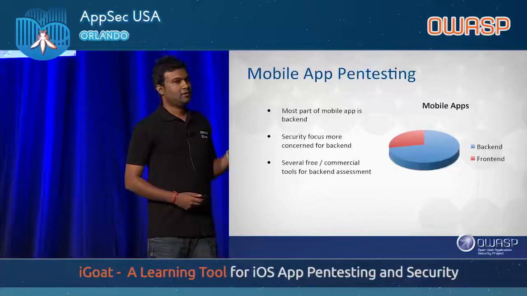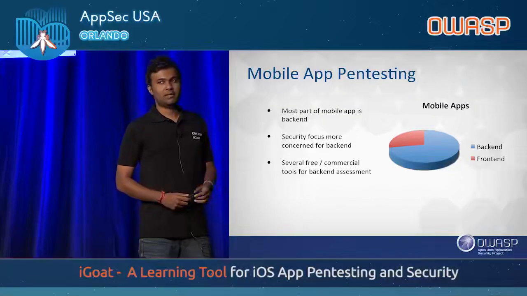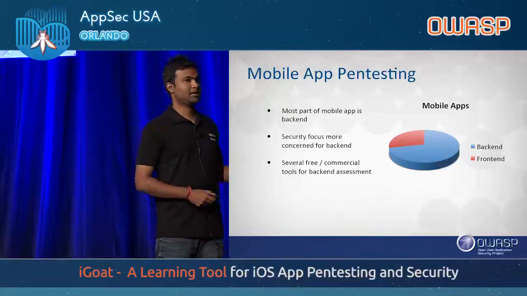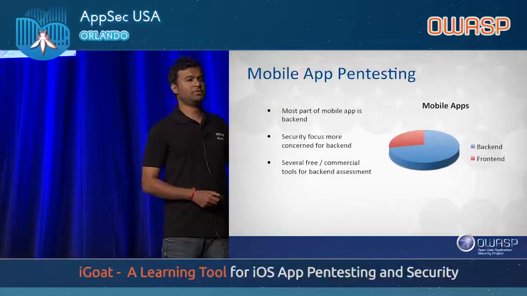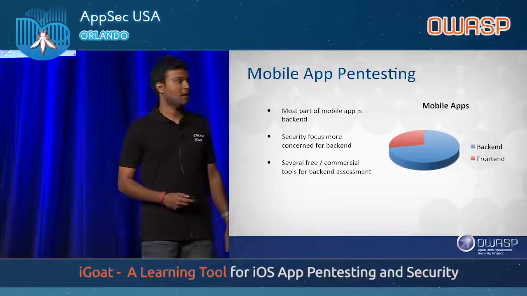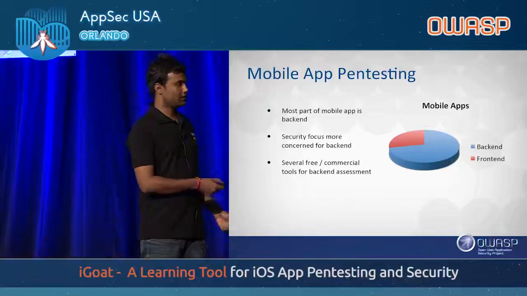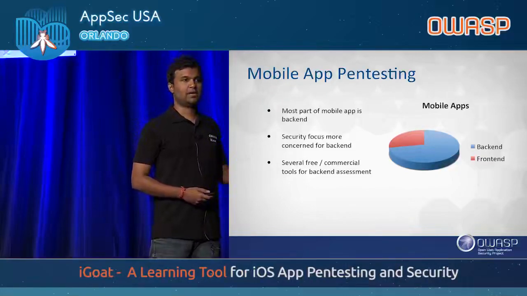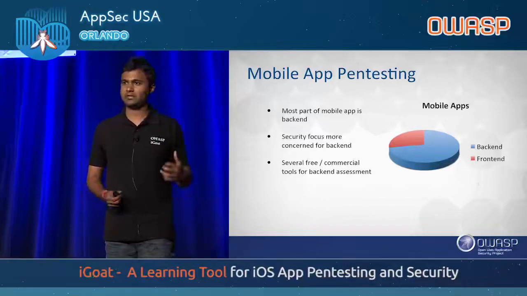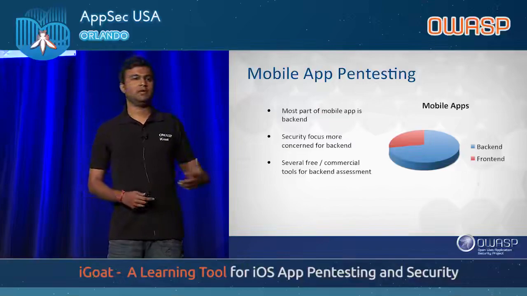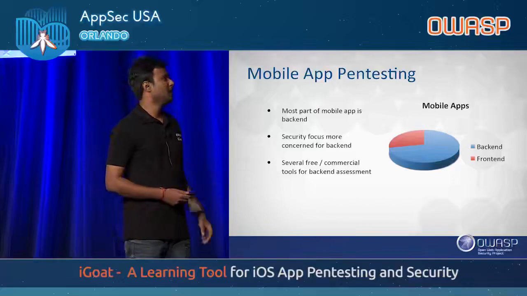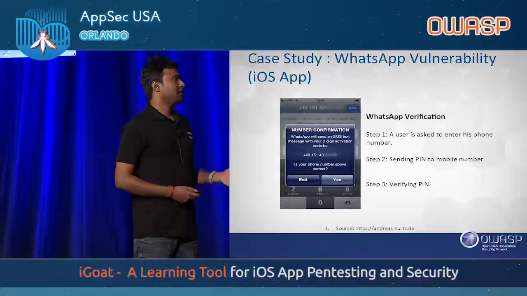But when you look at the enterprise, how they work on mobile security, most of the focus is toward the backend, because most applications are hybrid, where more than 70% is backend web APIs and 30% is native code. The focus is again more on the backend, because we have several tools, both free and commercial, to assess the backend. But for the front end, we have very few commercial or freeware tools.